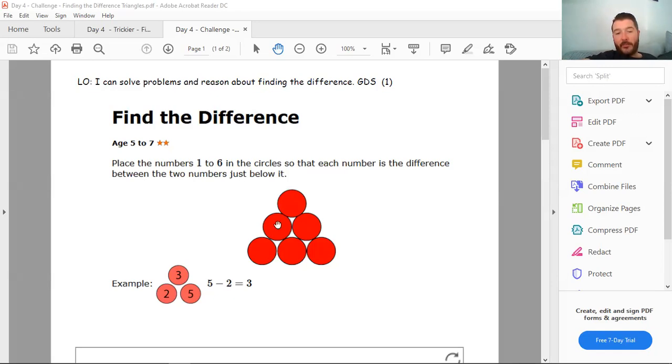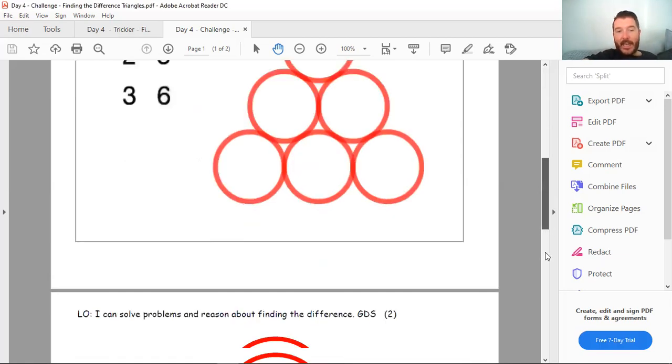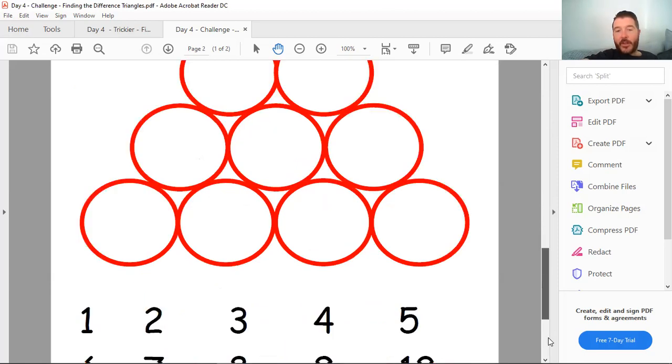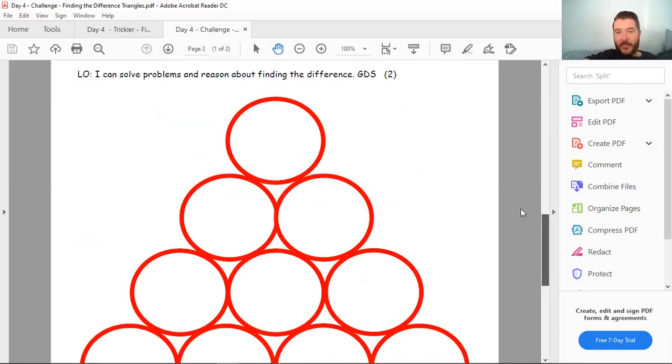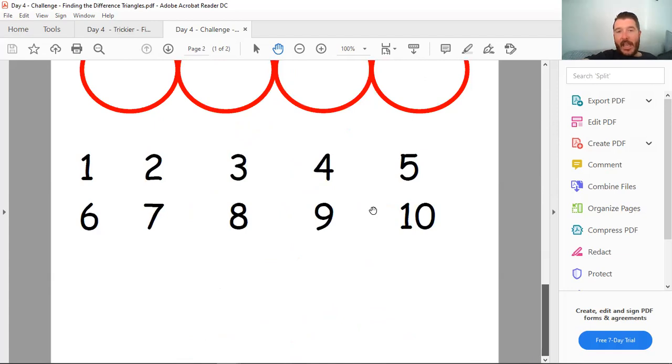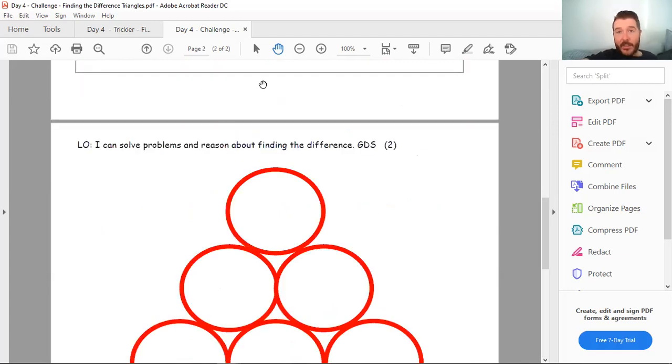But then this one, if that's 2, what two numbers between 1 and 6 would give a difference of 2? Okay. So you could have 1 and 3, couldn't you? Which give a difference of 2. And then same on this side. Once you've done that one, there is a harder one where you've got to put the numbers 1 to 10 to find the differences. Okay. If you fancy a challenge that is really hard, then give that a go, see how you get on.